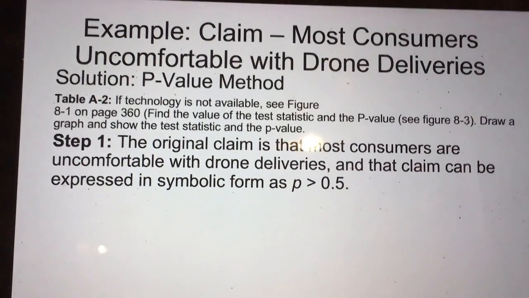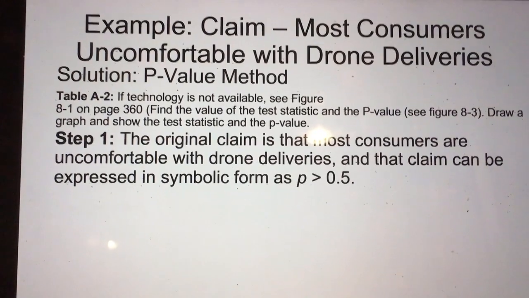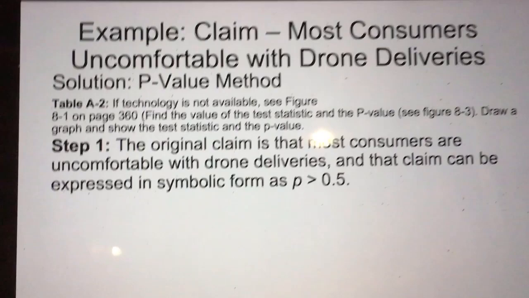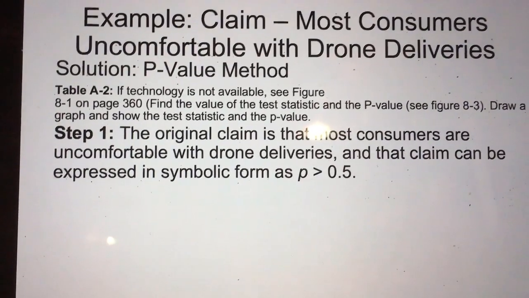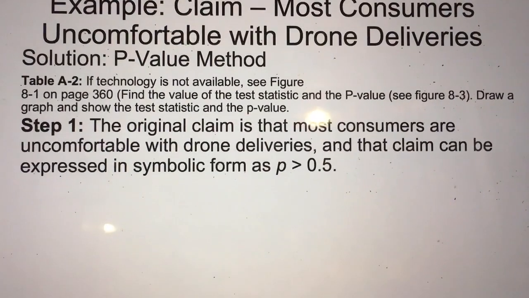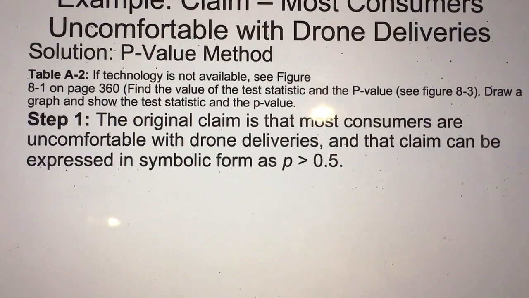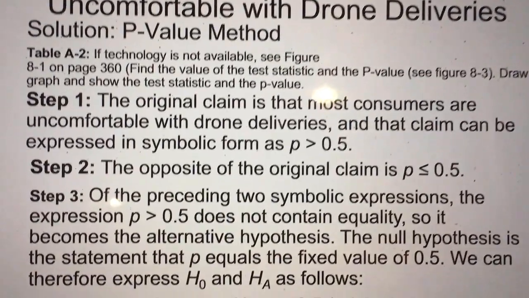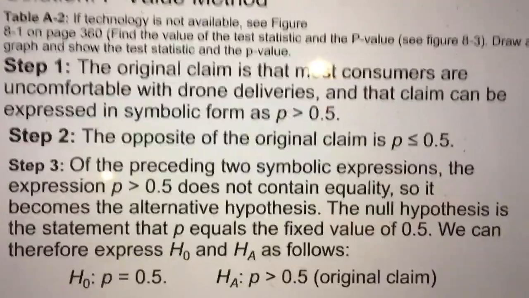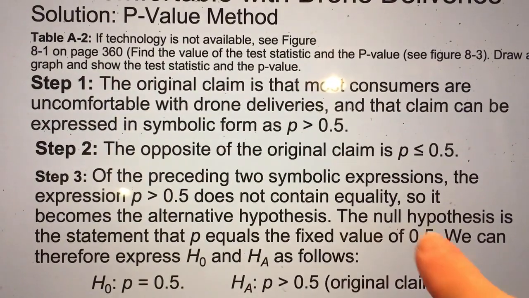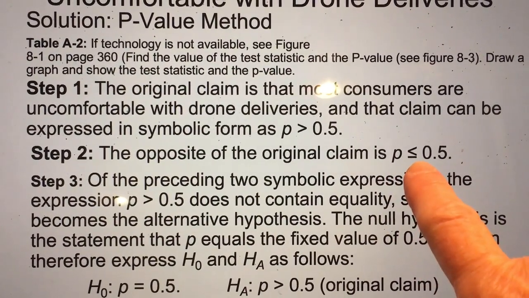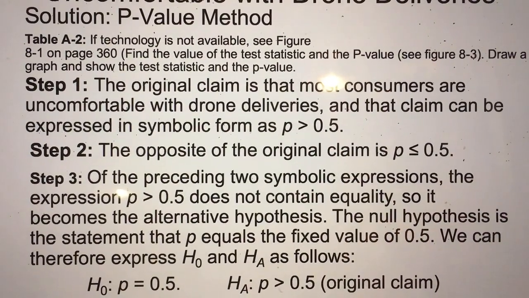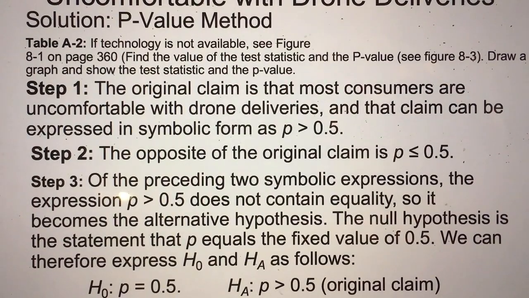So step one is the original claim is that most consumers are uncomfortable with drone deliveries, and that claim can be expressed in symbolic form as P is greater than 0.5. So the number uncomfortable is greater than 0.5. Okay, the opposite of the original claim is P is less than or equal to. So this is actually our H sub O, but our claim is our H sub A. Sorry about the little spots that are kind of shining down here.